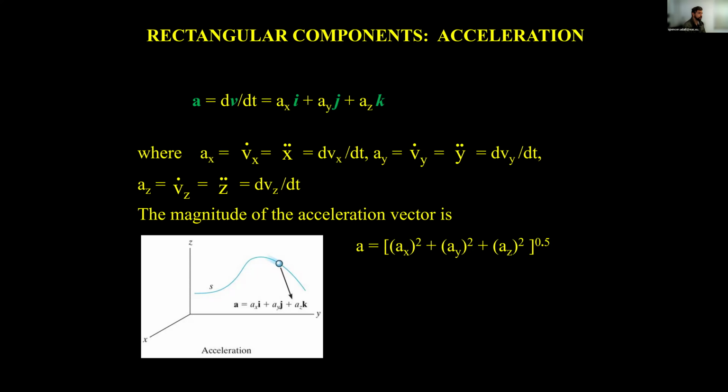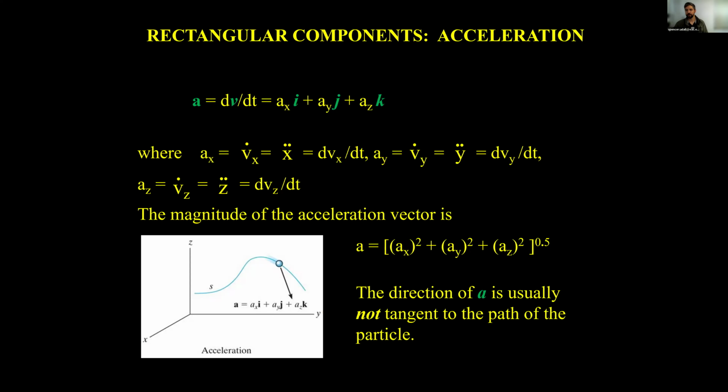Sometimes there's simpler ways to approach problems, and that's why we'll choose a different coordinate system in other chapters. All right, we all good there? Oh yeah, and like we said before, the direction of A is usually not tangential to the path. If you're going on a curve, it would not be. All right, we'll try an example out here.